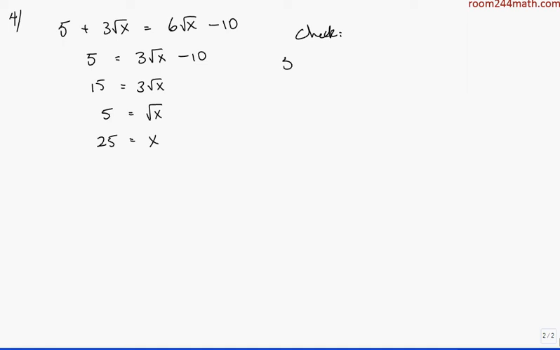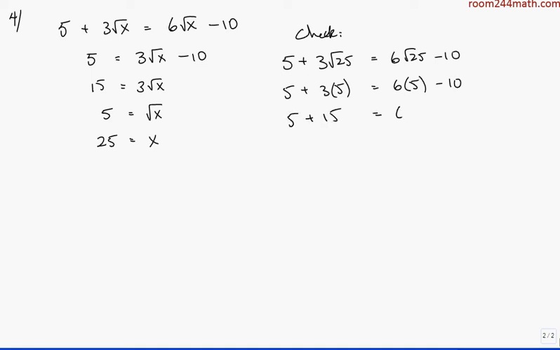Let's plug it in to see if that makes sense. 5 plus 3 root 25 is our left-hand side. 6 root 25 minus 10 is our right-hand side. So this is 5 plus 3 times 5 equal to 6 times 5 minus 10. So this is 5 plus 15. This is 6 times 5, which is 30, minus 10. And you can see on both sides you get 20. So 20 equals 20. No problems whatsoever.